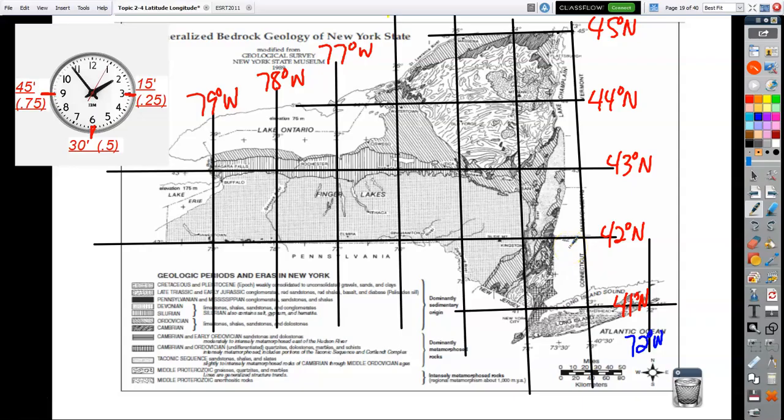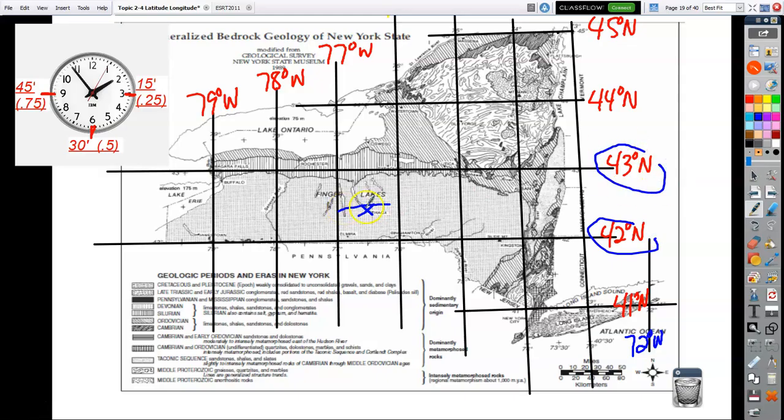So some of the homeworks, I think this week, are going to ask you to find a location, but it might say go down to the nearest minutes. So for example, let's say Ithaca. Ithaca, New York's right over here. I'm going to put an X. If I said, what is the latitude and longitude of Ithaca, New York, but give it in degrees and minutes, you could say, well, it's about halfway between 42 and 43.